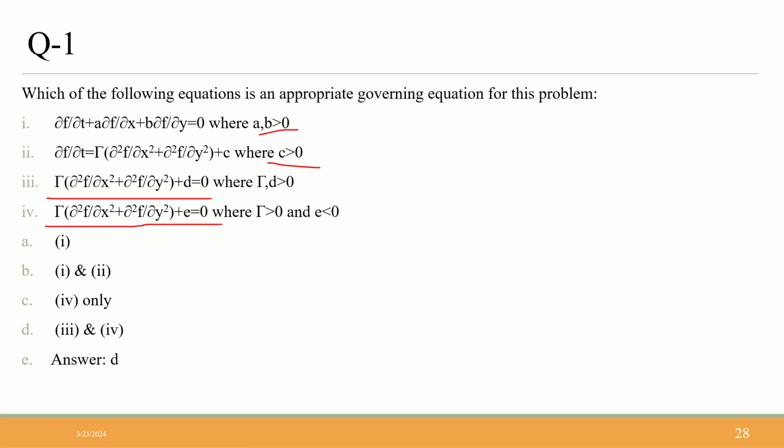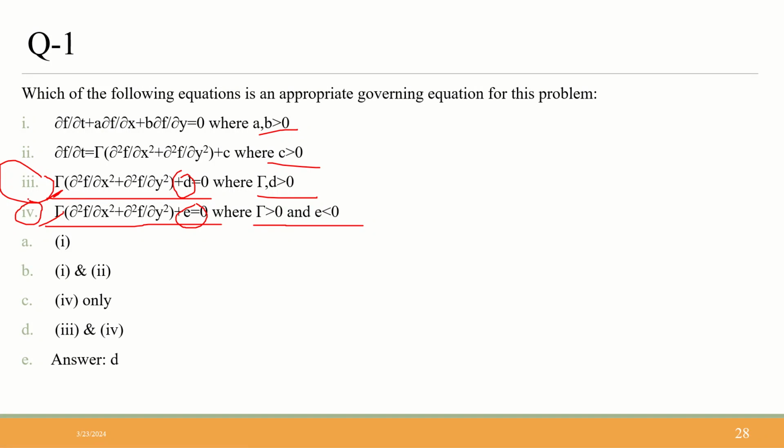And this is ∂²f/∂x² + ∂²f/∂y² + e = 0, where both are greater than 0, and here it is greater than 0 and less than 0. Here it is mentioned that the source term is constant, so we are using constant values, and it can be greater than or less than 0. This is greater than 0 obviously, because ∂²f/∂x² + ∂²f/∂y² is accounting, so it is greater than 0. So actually, these two are the representation of the Poisson equation.